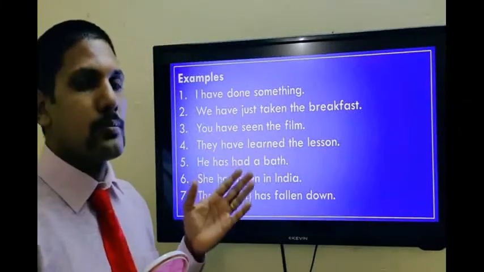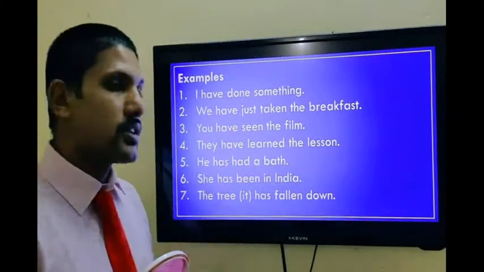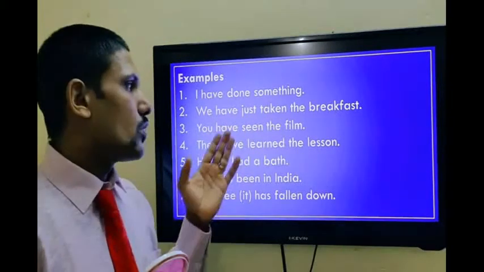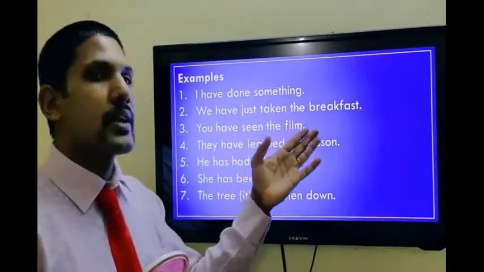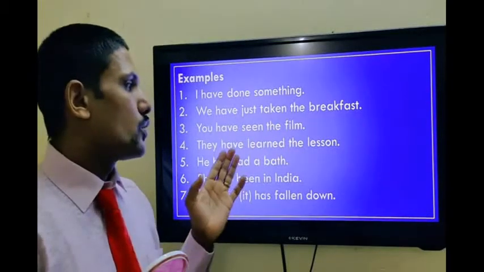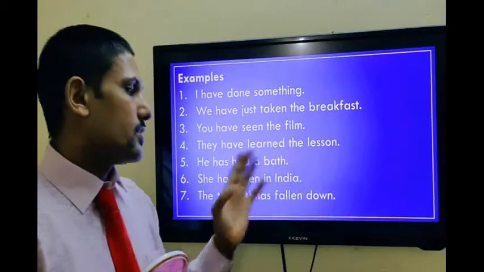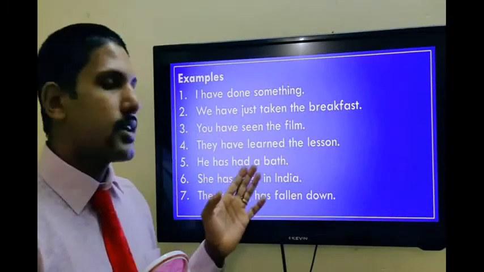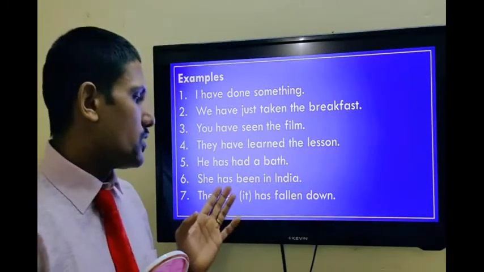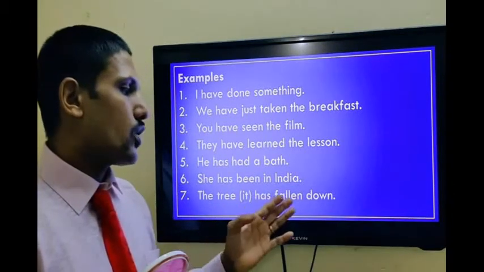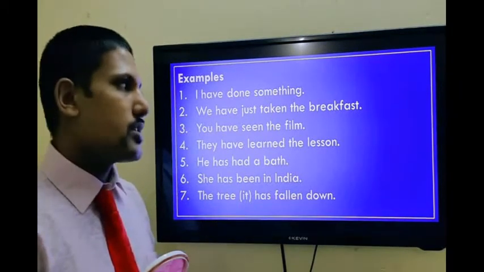Examples of present perfect tense with different subjects. I have done something. We have just taken the breakfast. You have seen the film. They have learned the lesson. He has had a bath. She has been in India. The tree has fallen down, or it has fallen down.